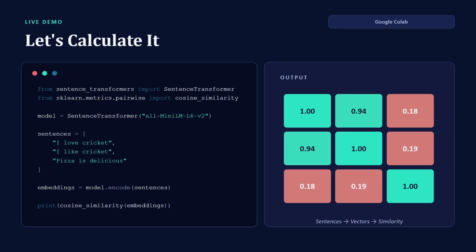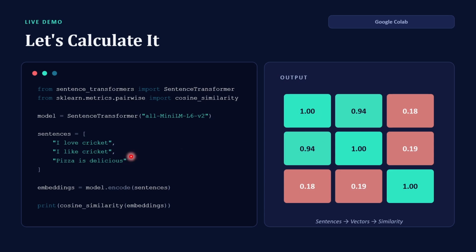Shall we see everything in a demo? Here what we are seeing is we are importing sentence transformers and cosine similarity. Then we are using all-MiniLM. It has 384 embeddings, that is 384 dimensions, and we are using three sentences: "I love cricket", "I like cricket", "pizza is delicious".